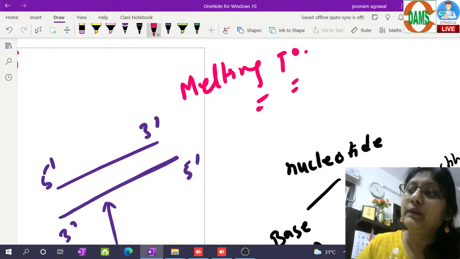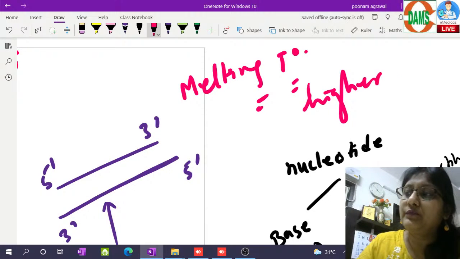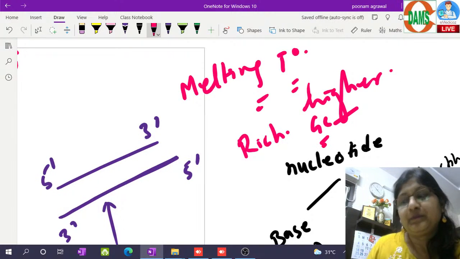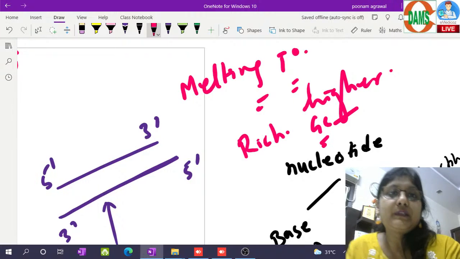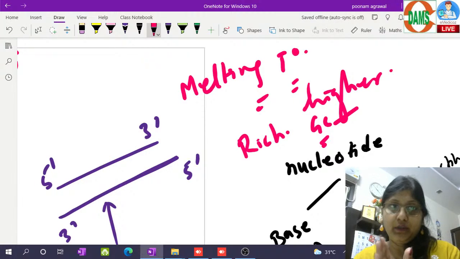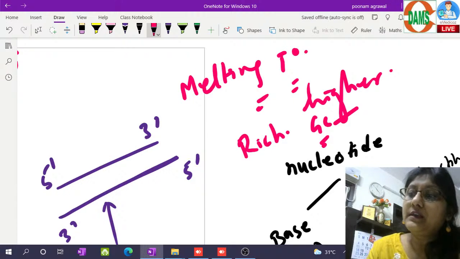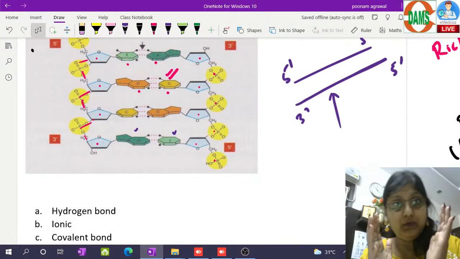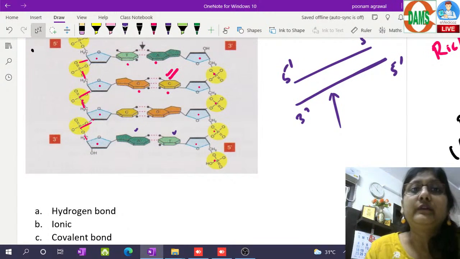So melting temperature will be higher for those segments of DNA which are rich in GC compared to AT. Because AT has weak interaction, only two hydrogen bonds, so it tends to melt easily. But when you talk about GC melting or segregation, you need a higher temperature. So melting temperature is going to be higher in those portions of the DNA which are rich in GC content, right? Is there any doubt?